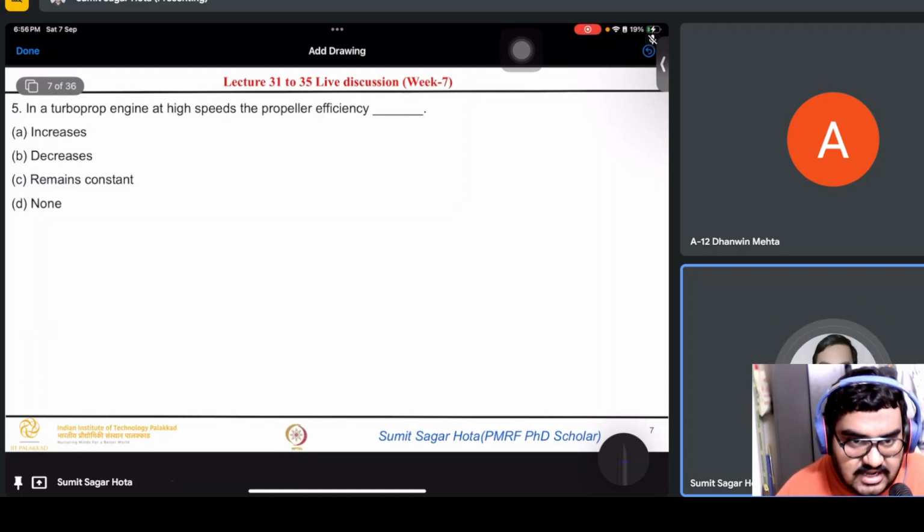Why? Because there will be enough drag which will alter the propeller efficiency. So for high speeds, it is not going to be a suitable engine to operate with.